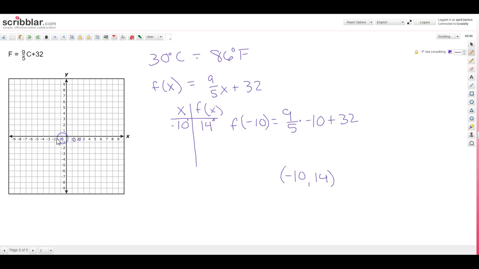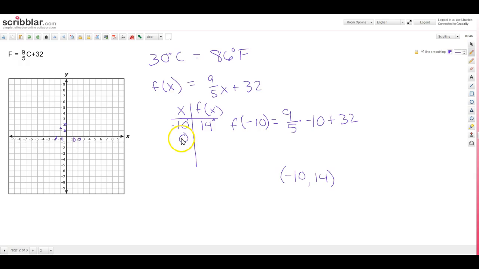So each of these is going to be -10, -20, 10, 20. So we could plot the point -10, 14 by going left to the -10. We have to kind of approximate, 14 is going to be in between 10 and 20. So -10, 14 goes right there. So let's try another one.